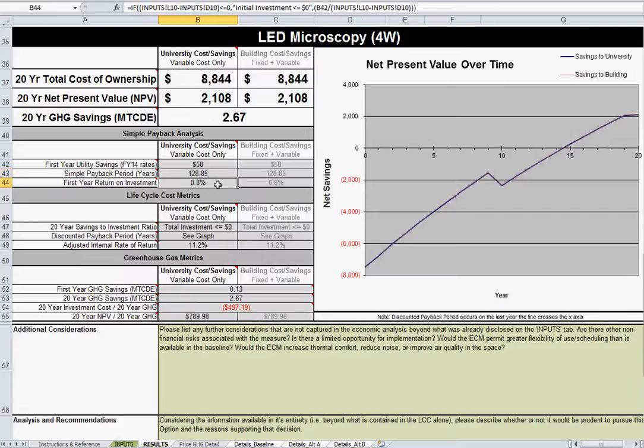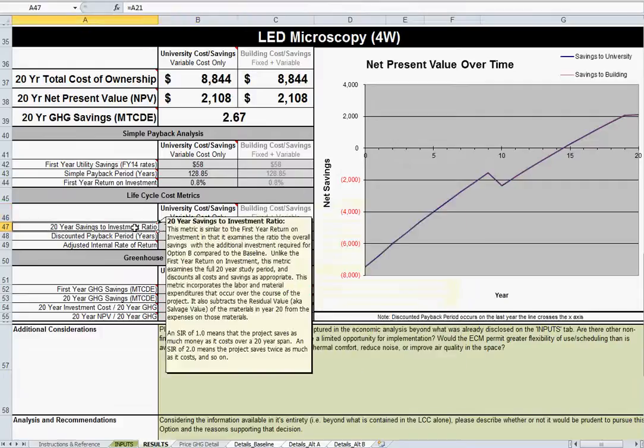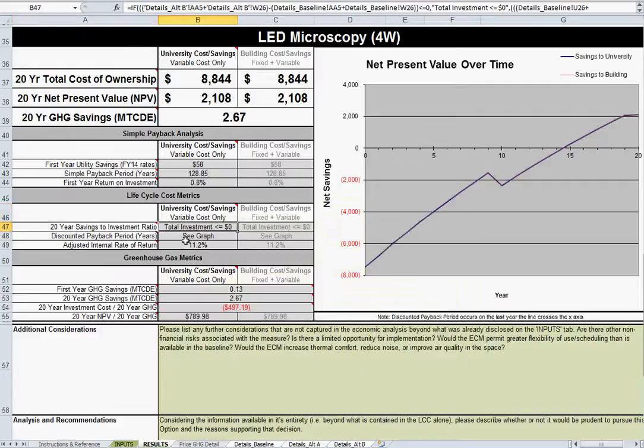Our first year return on investment is quite low. Then when we look at the utility cost savings, we can't actually calculate a savings to investment ratio because remember, all of our savings was in materials. So it turns out that our total investment costs, when we consider those materials and those initial costs, was actually lower than our baseline. So you can't get a savings to investment ratio on a negative investment. So the result is that we gray it out and say your total investment is less than zero.